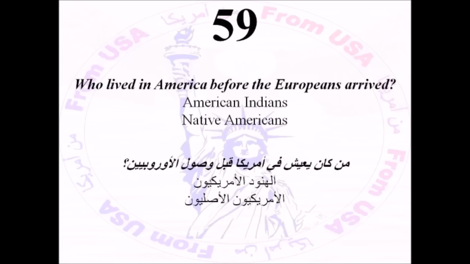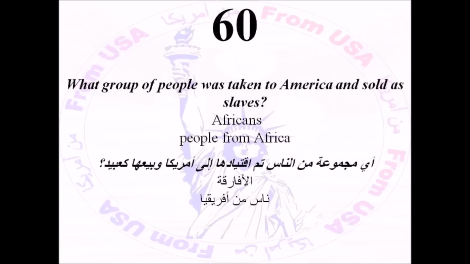59. Who lived in America before the Europeans arrived? American Indians, or you can say Native Americans. 60. What group of people was taken to America and sold as slaves? Africans, or people from Africa.